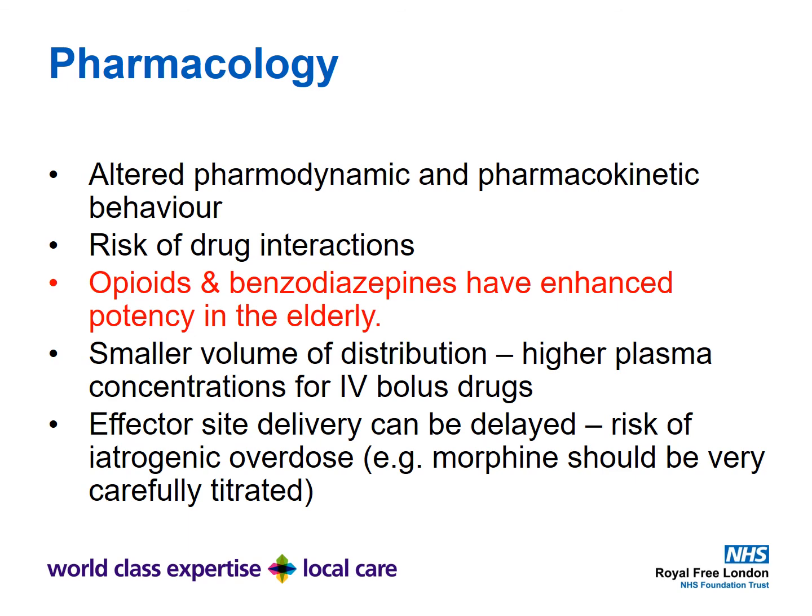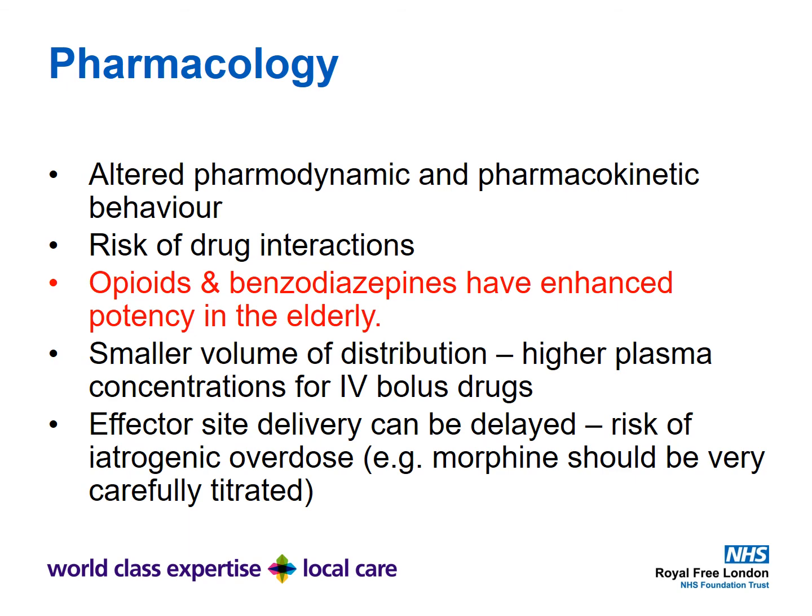For example, if you give someone who's older 2.5 milligrams of morphine, you're in reality probably giving them at least 5 milligrams, which could have a much more significant effect than your original intention of 2.5. Similarly with benzodiazepines, especially if I'm using IV benzos in the older person, I'll only use 0.25 to 0.5 milligrams of midazolam IV.